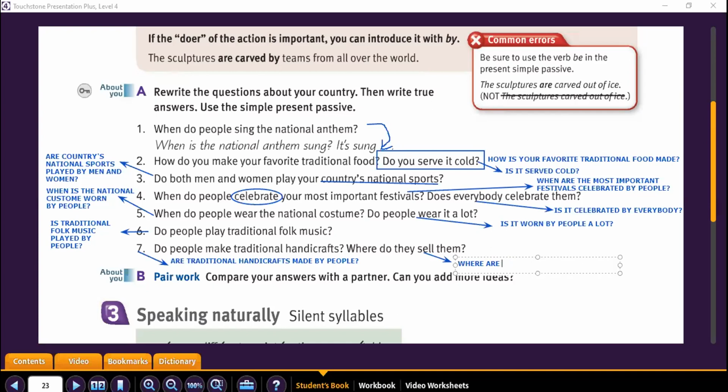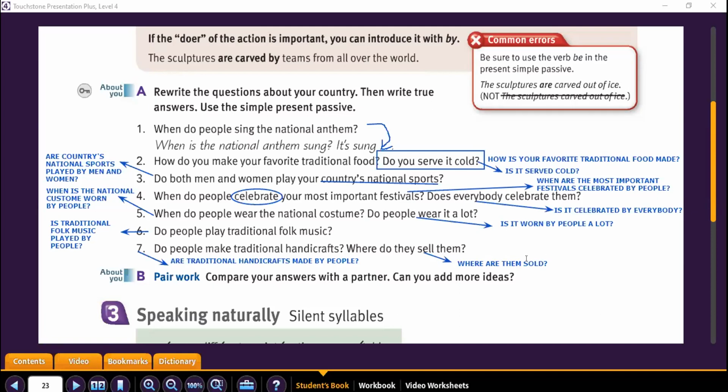Uy, teacher, ahí sí me mato, ya voy a buscarlo. Vamos a ver, pasado participio de sell. Vamos. Sold, teacher. Exactly. So, where are them sold? ¿Por qué aquí utilizo el them en el medio? Acuérdense que hacemos referencia a las handicrafts, ¿no?